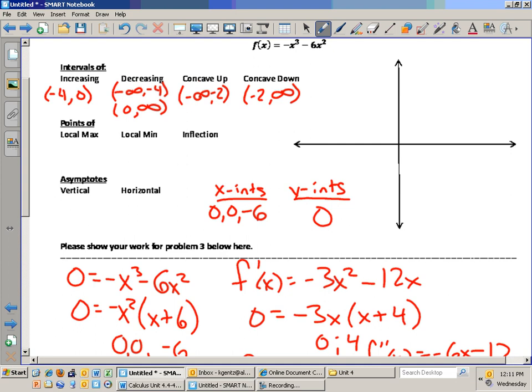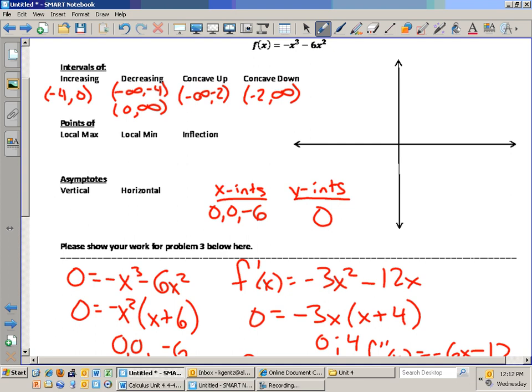Now we come to something where you've got to wrap it all together. My guess is everybody can do that, right? But now let's make sense of this. Local max and local min. Where do they occur? 0 and negative 4. First derivative points tell us local max and min. Our critical points are at 0 and negative 4. But which is which? Well, a local max is concave down.